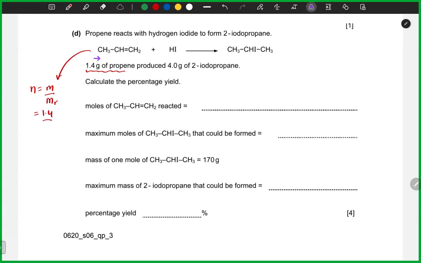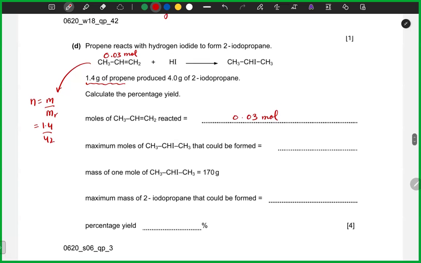Remember, carbon is 12, so 36, and there are 6 hydrogens. So that's 42. You can double check this. 1.4 divided by that, so how many moles is that? What I'm getting is 0.03 moles. So the first option is clear, 0.03 moles.